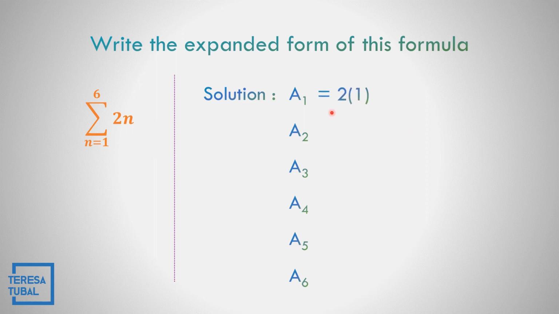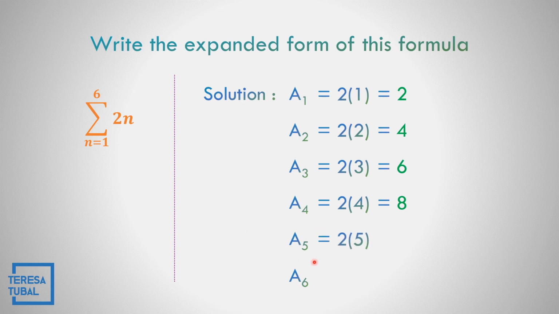So that becomes 2 times 1 is 2, the first term, while the second term, 2 times 2, that is equal to 4. The third term, that is 2 times 3, is equal to 6. The fourth term, 2 times 4, that is equal to 8. Replace n by 5, that becomes 2 times 5, that is equal to 10. While the sixth term, 2 times 6, that is equal to 12.